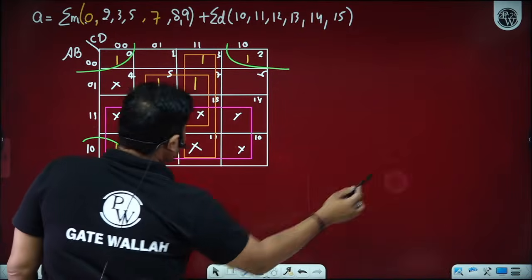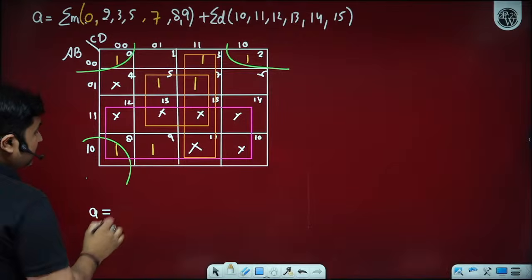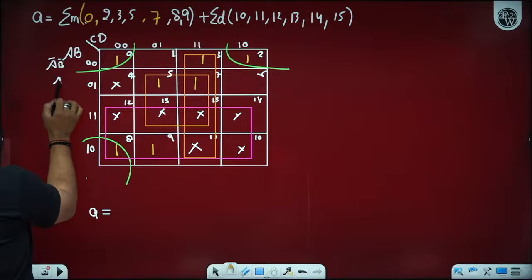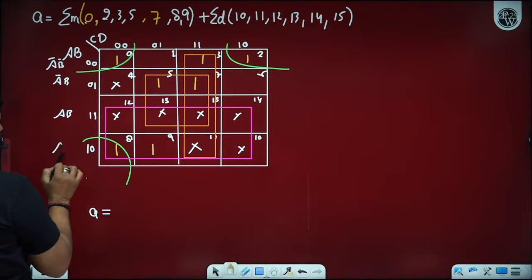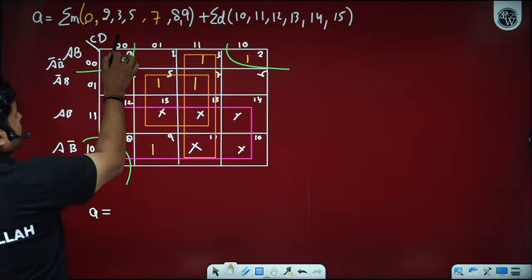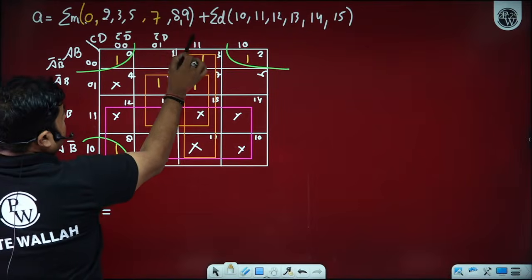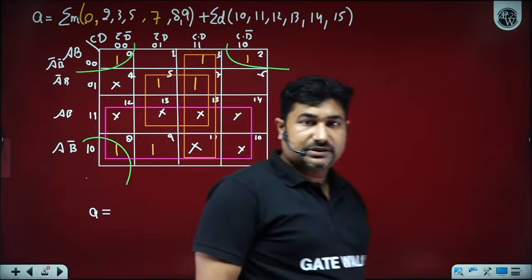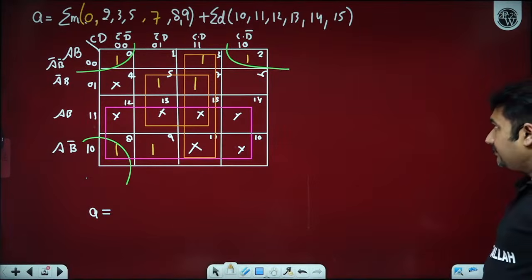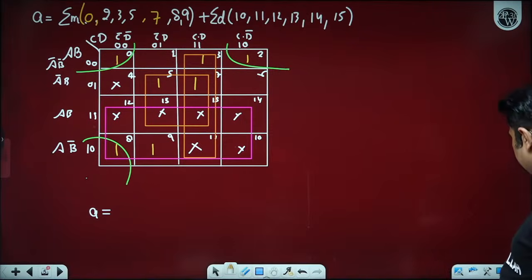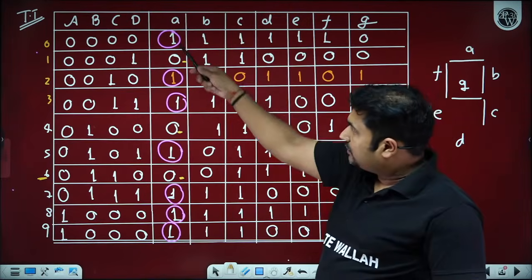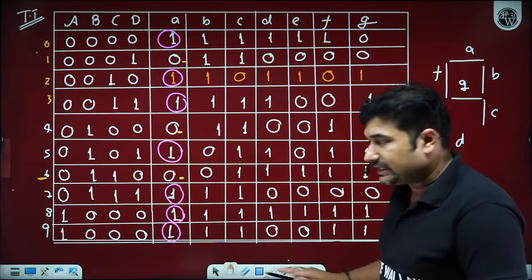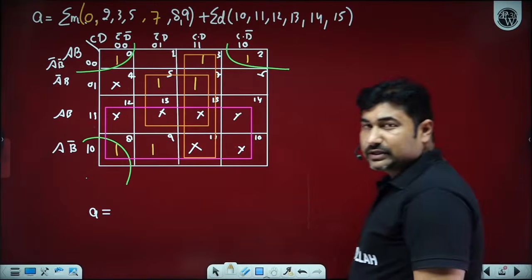So the logical expression for function A will become, sir, this is your A bar B bar, A bar B, A B, A B bar, and C bar D bar, C bar D, C D, C D bar. How many of you are able to understand, beta ji? Kindly do the correction, beta ji. 0 is also high, sir. I have taken here 0, 2, 3, 5, 7, 8, 9. Now everything is correct. I did all the corrections. Is it okay now? Great.